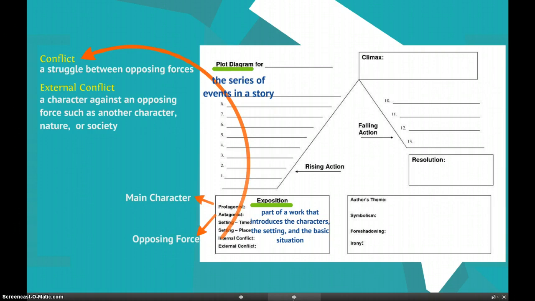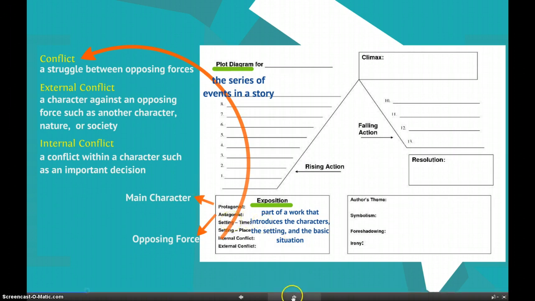Now on your EOC, they're going to ask you about external conflict by asking you to look at something or read something and pick whether it's man versus man, which would be another character, man versus nature, man versus society, sometimes it's man versus technology. And then the other option is internal conflict, which is instead of a character being against nature or another character, they have conflict within themselves, such as maybe an important decision. This on your EOC would be man versus self, which is an internal conflict.